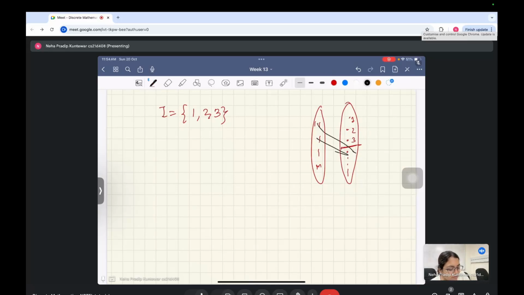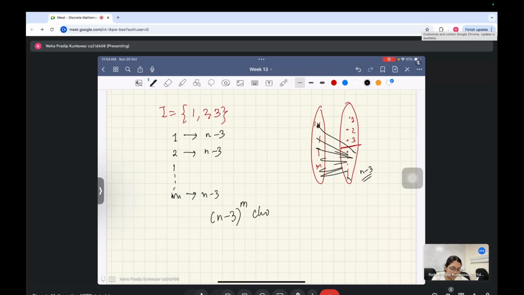So now what does the function do? For every element, it will just take values from the other set, and it will not even touch the elements 1 2 3. So let's count the total number of functions that would be like that. For the first element, you have n minus 3 choices, because there were n elements here and 3 of them are not to be touched. For the second element, you have n minus 3 choices. For the mth element, you have n minus 3 choices. Therefore totally you have (n minus 3) to the m choices.